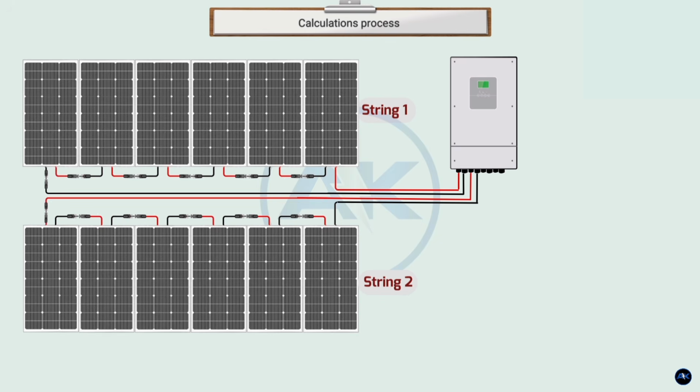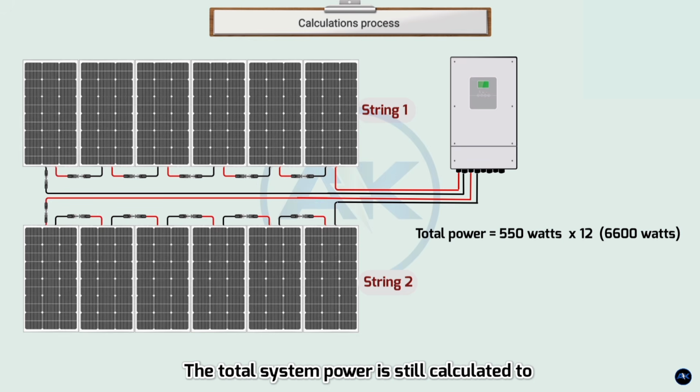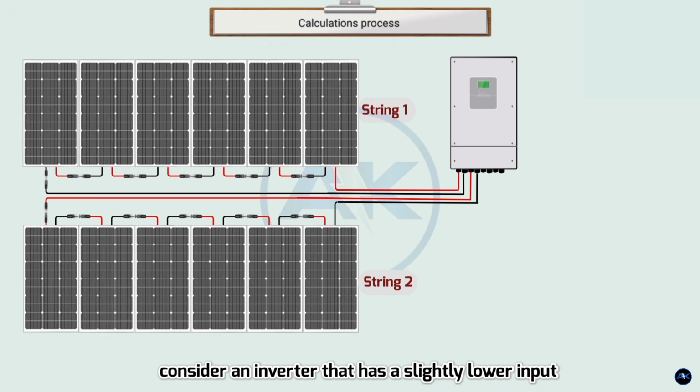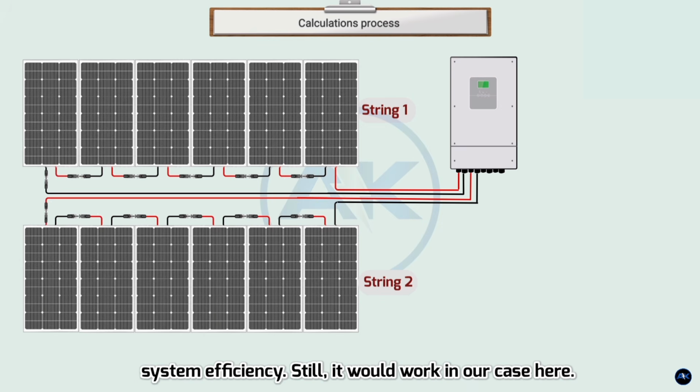In this case, it appears that the final design would include two strings of 6 550 watt modules. The total system power is still calculated to be 6600 watts under standard test conditions. This is a little bit lower than the maximum usable input power of the inverter of 7800 watts. When the PV array output is too far below the maximum usable input power of the inverter, we would want to consider an inverter that has a slightly lower input requirement in order to maximize the overall system efficiency. Still, it would work in our case here.